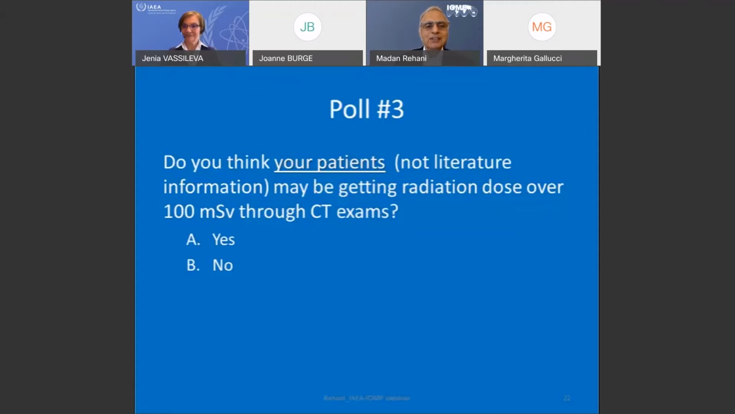Do you think your patient, and this is not from the literature information, may be getting a radiation dose over 100 millisievert through CT exams? We will have a separate poll for literature information. This is from your patients. If you're not involved, then you don't need to answer this question.